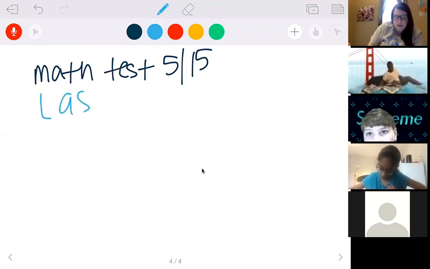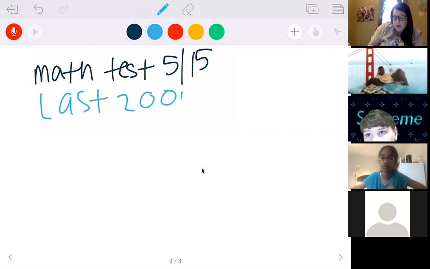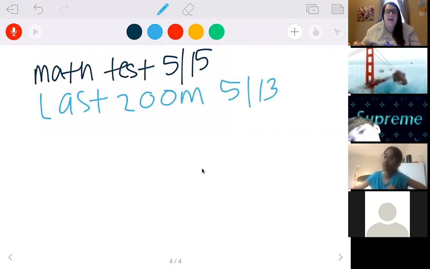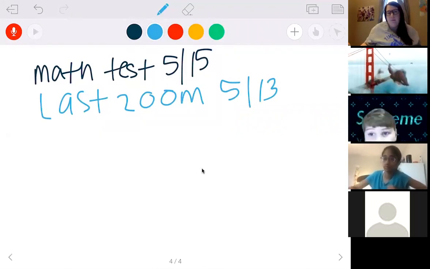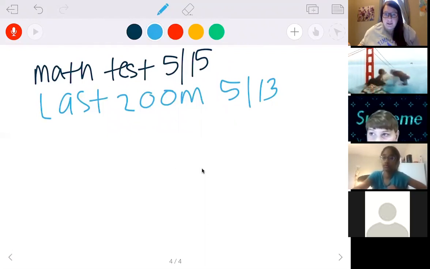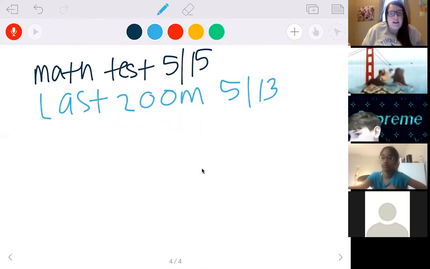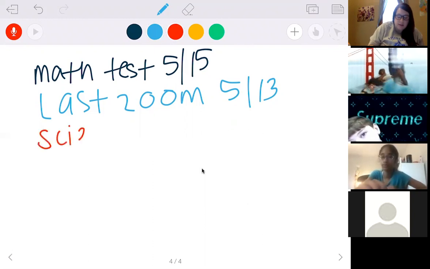Our last Zoom will be Wednesday the 13th, okay? We don't have Zooms on the day you have tests since you have more time to do a test that way. So our last Zoom will be next Wednesday on the 13th. So what we're going to do is finish out math with these decimals, have a test next Friday, and we'll be done.